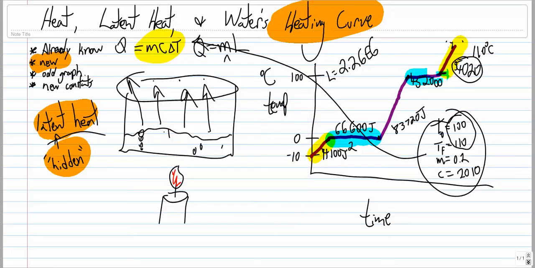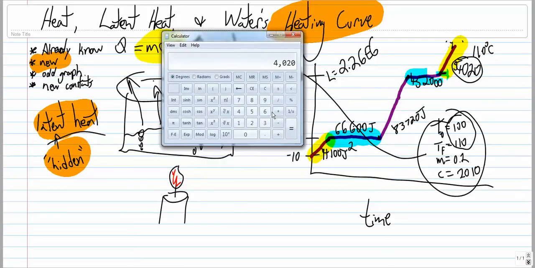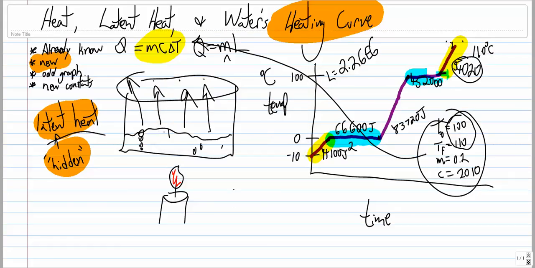Okay, so 4020. So I'm just going to add up these 5 numbers, and that will be our answer. So we got our 4020 plus 452,000 plus 83720 plus 66600 plus 4100, and you get that. So 620,440.